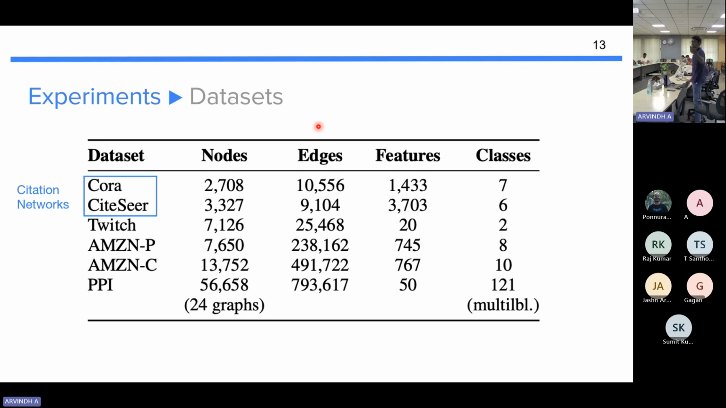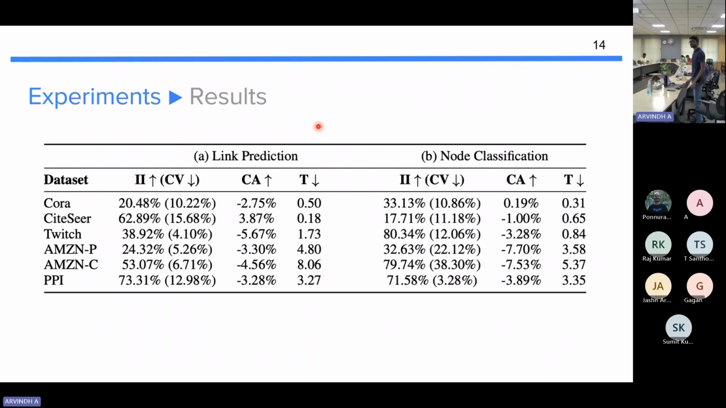So we have 2 citation networks, 1 social network, 2 co-purchase networks. In this case, it's Amazon co-purchase networks, and 1 biological network. It's a protein-protein interaction network. We also have data sets ranging in various sizes, from like 10,000 nodes to 1,000,000 nodes. And we also tested on multi-label classifications.